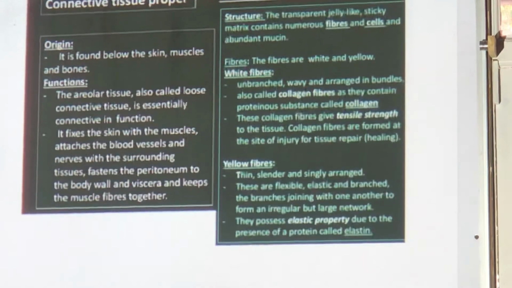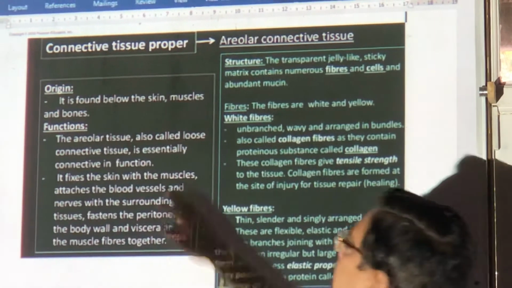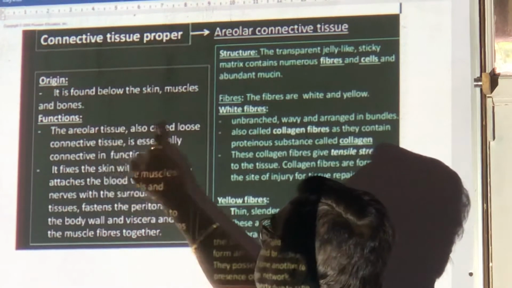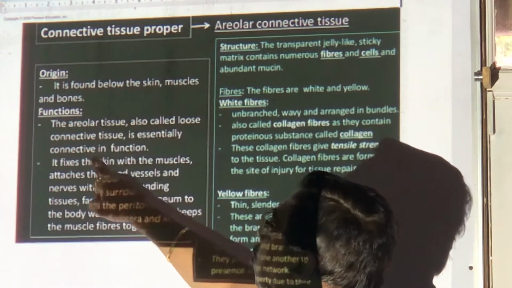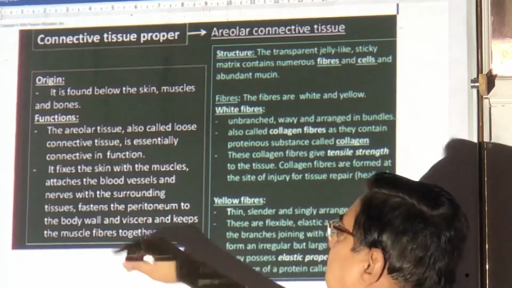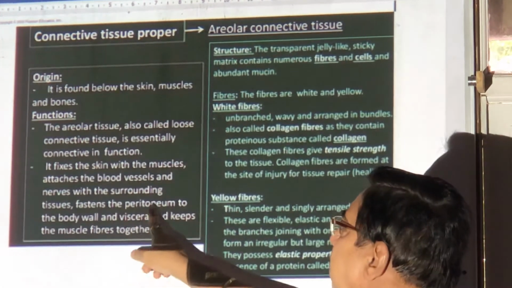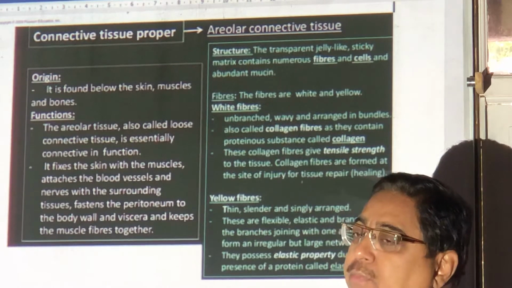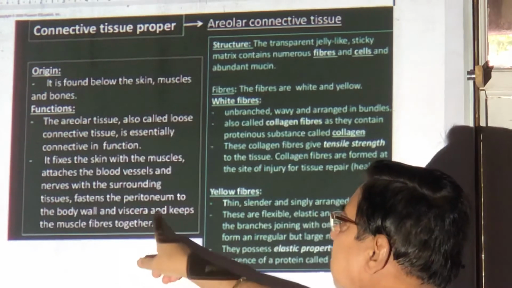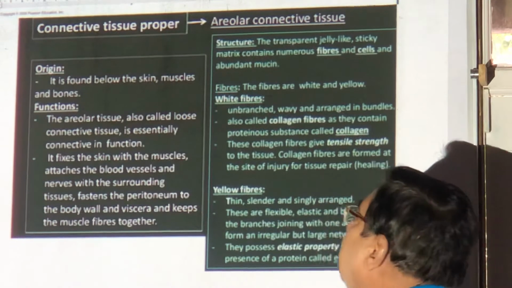Let's come to areolar connective tissue. It is connective tissue proper. Below skin, below muscles, below bones. What does it do? It is loose connective tissue. It only connects. Skin is joined to the muscles. Skin does not come off from the muscles. Okay? Nerves and vessels are present surrounded by it. They don't move, they don't come off. Then peritoneum, like sellotape. When I run, my stomach does not run. My heart does not run outside. They are sellotaped with this. And muscle fibers are tied in a bundle. We can see bundles because of this.